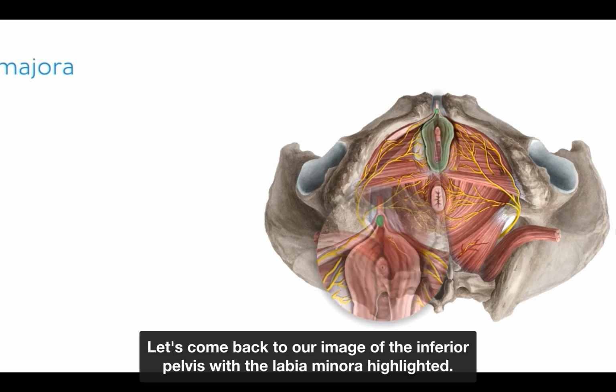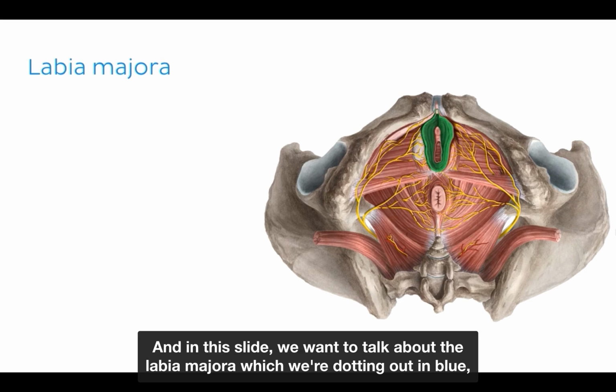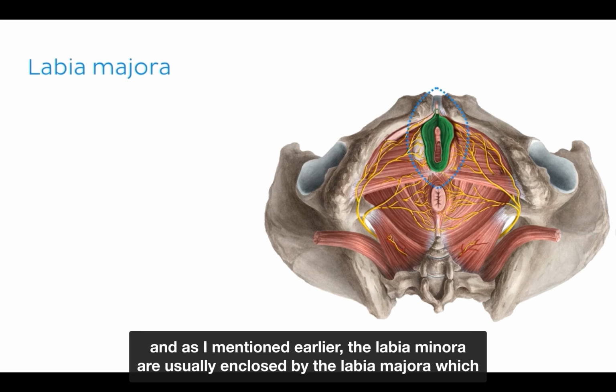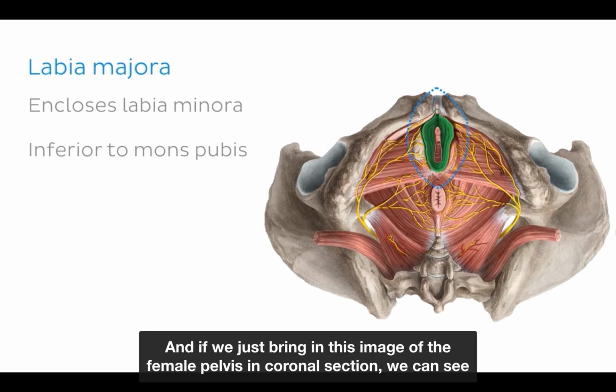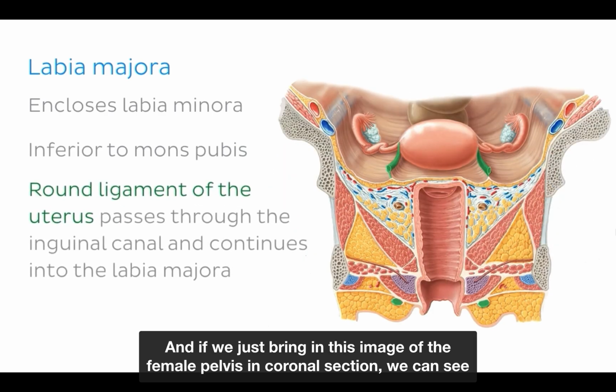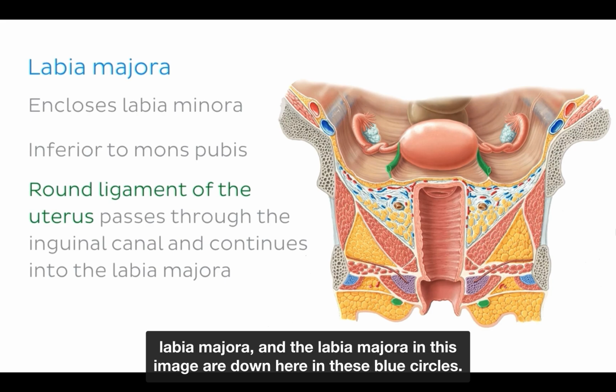Let's come back to our image of the inferior pelvis with the labia minora highlighted. And in this slide, we want to talk about the labia majora, which we're dotting out in blue. And as I mentioned earlier, the labia minora are usually enclosed by the labia majora, which are a pair of thick folds of skin and adipose tissue found inferior to the mons pubis. And if we just bring in this image of the female pelvis in coronal section, we can see the round ligament of the uterus passing through the inguinal canal and continuing into the labia majora. And the labia majora in this image are down here in these blue circles.